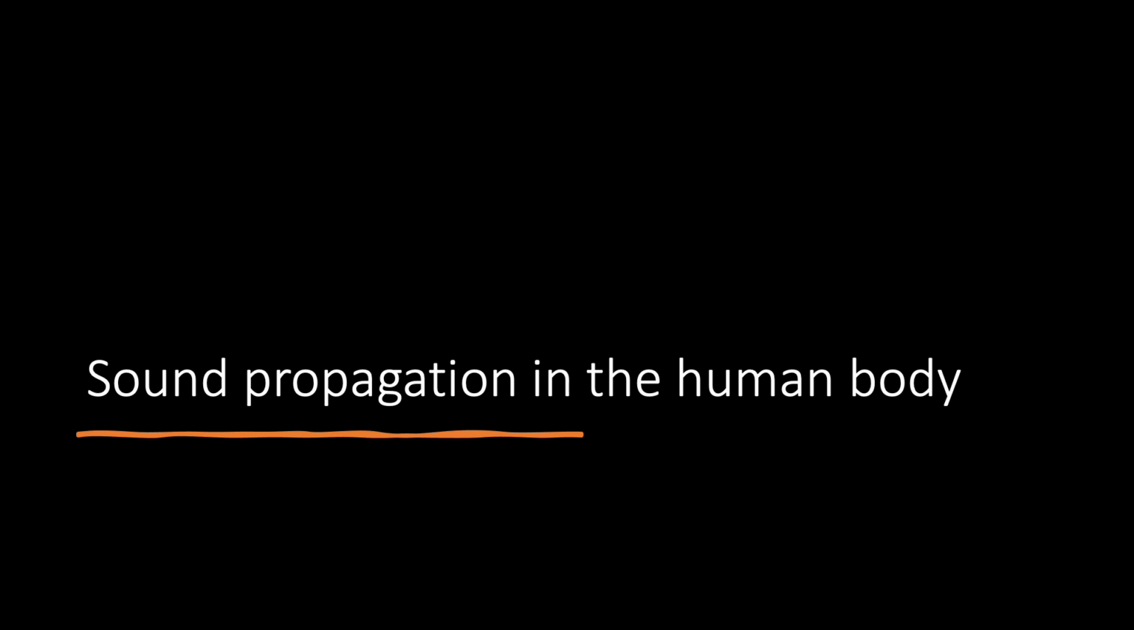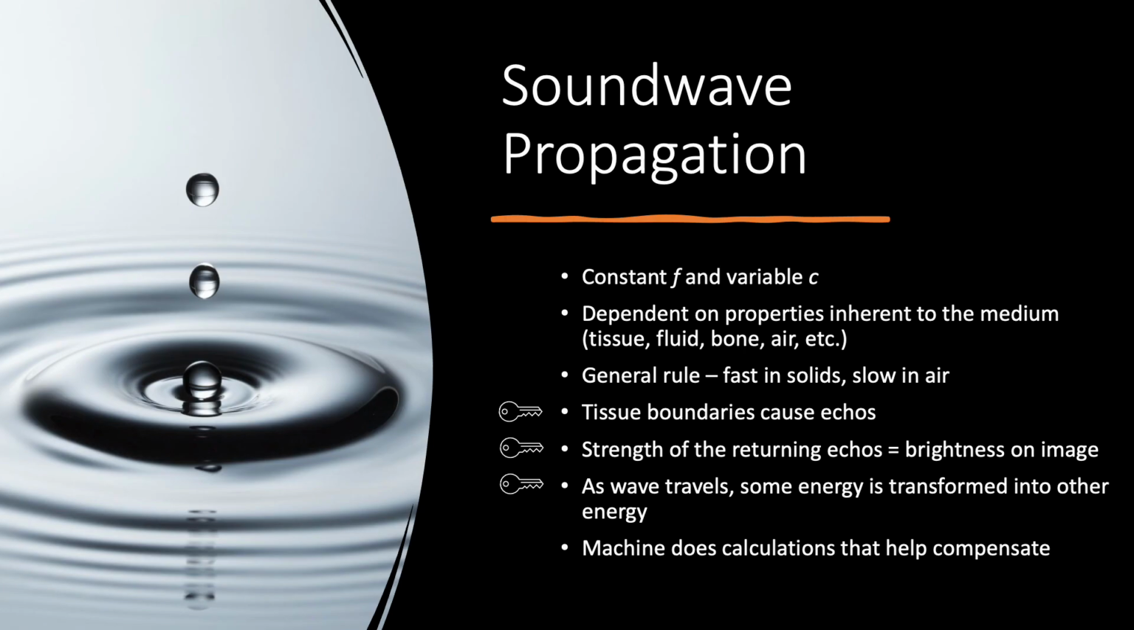So we've talked about wave generation, but let's talk about how waves move through the human body. There's a lot of information on this slide, but you'll see the keys near the things that I want you to remember. Sound waves move through the body not at a constant speed, but instead at a constant frequency. And the speed through which they pass depends on the type of tissue that they're passing through.